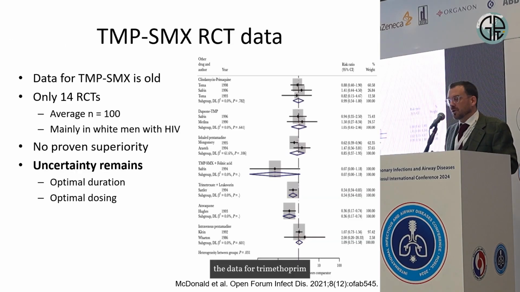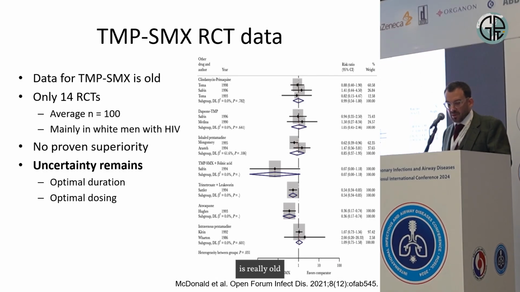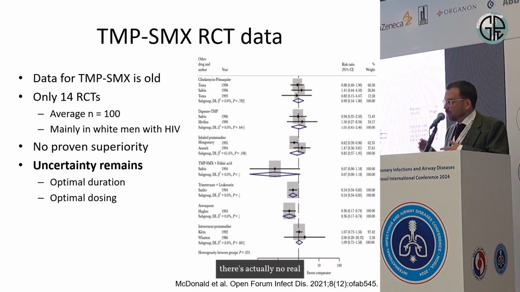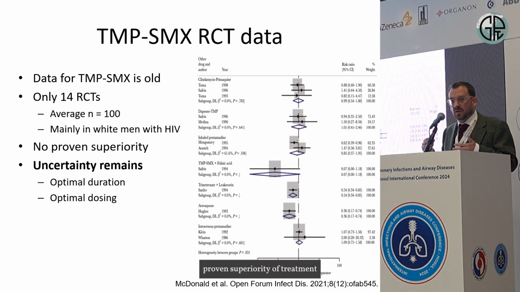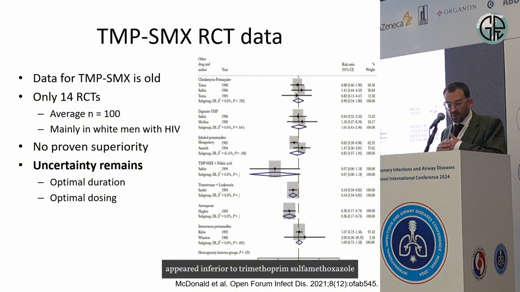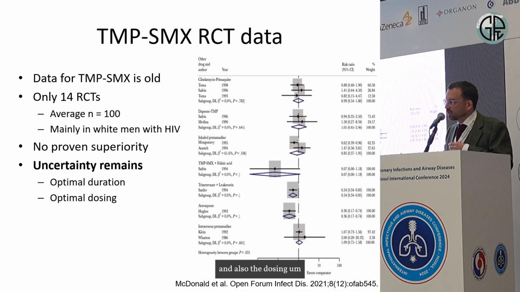The data for trimethoprim sulfamethoxazole in pneumocystis jirovecii is really old. There are only 14 randomized controlled trials. The average number of patients in these trials is about 100, and these were almost exclusively conducted in relatively young men with HIV infection. There's actually no real proven superiority of treatment. We just know that atovaquone, which is one of the comparator agents, appeared inferior to trimethoprim sulfamethoxazole, and there is significant uncertainty around what the best duration of treatment is and also the dosing.